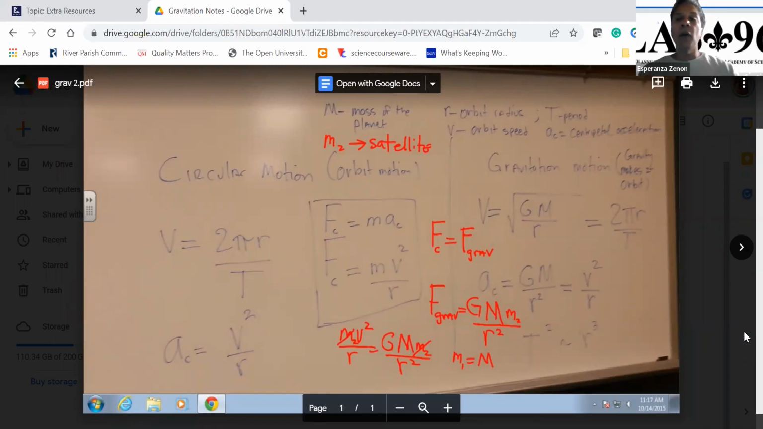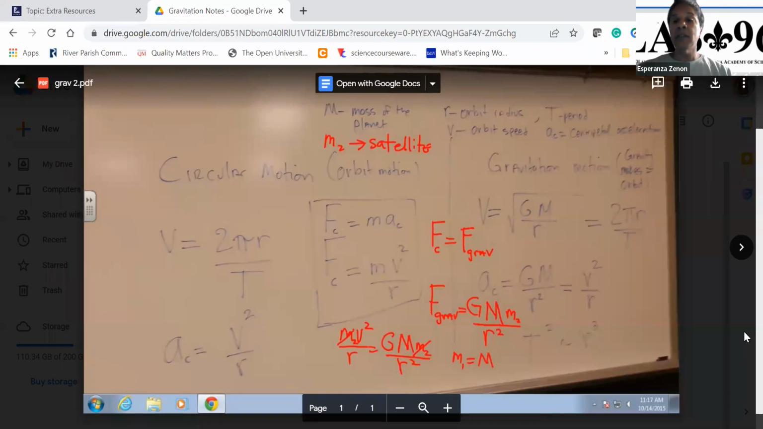So now, to find the speed, we can do 2 pi r over T, or we can do square root of big G big M over r. Either way, they're equal. So our circular motion speed is equal to our gravitational motion speed. So square root of big G big M over r. Remember, big M is the mass of the planet, r is the orbit radius. It doesn't matter what planet.